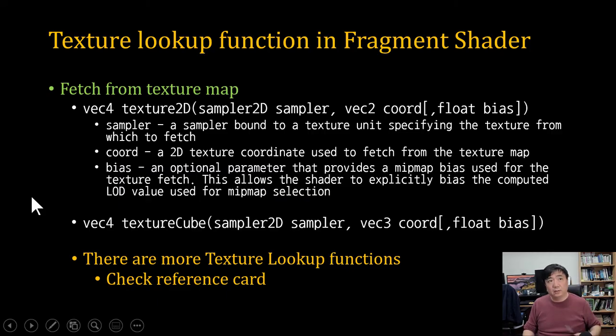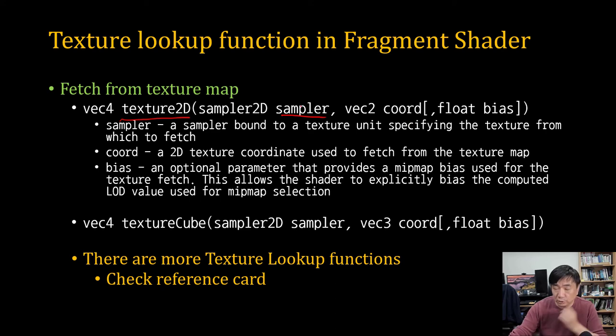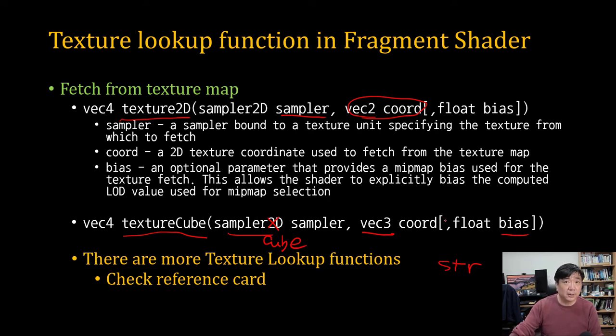Then, in the fragment shader, we use the texture2D function with a sampler, and the sampler chooses the texture unit, and then the coordinate. With that coordinate, we pick the UV coordinate of a texture. Then we can use the bias value for controlling the level of detail. In the case of cube mapping, we can use textureCube. Then in that case, the sampler is not sampler2D, it's samplerCube, and the vector is a vec3, STR, so 3 components are needed for the coordinate, and then we can control the level of detail with the bias value.